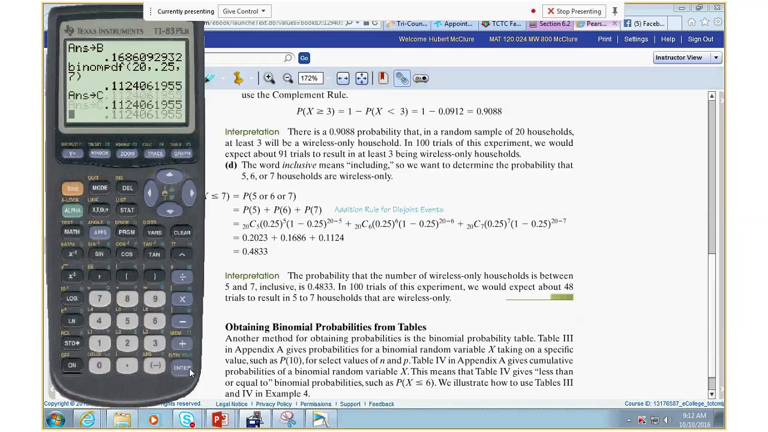And now alpha A plus alpha B plus alpha C, 0.48. Is that what they got? There we go. So just try not to hit the wrong button. It's PDF, not CDF.